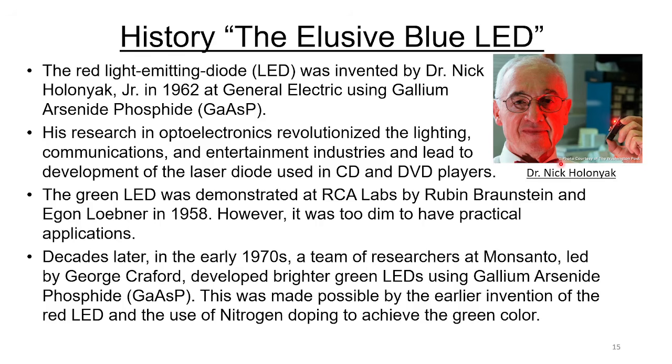Now the green LED was demonstrated a few years earlier than that at RCA Labs by Ruben Bronstein and Egon Loebner in 1958. However, it turned out to be too dim to have practical applications. But decades later, in the early 1970s, a team of researchers at Monsanto, led by George Crawford, developed brighter green LEDs using gallium arsenide phosphide, the same stuff that the red LED was made out of. And again, this was made possible by the earlier invention of the red LED. It's just George Crawford's team was able to use nitrogen doping to achieve the green color.